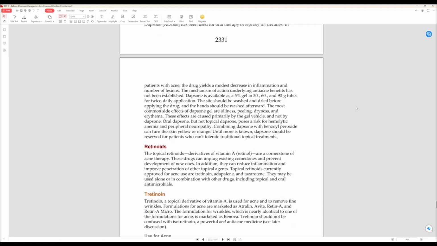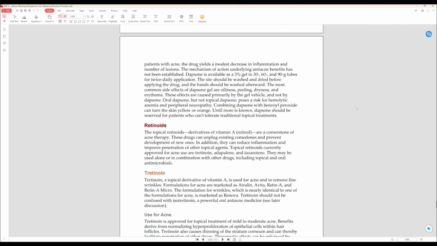So, speaking now on tretinoin. Tretinoin, a topical derivative of vitamin A, is used for acne and to remove fine wrinkles. Formulations for acne are marketed as Atralin, Avita, Retin-A, and Retin-A Micro. The formulation for wrinkles, which is nearly identical to the one formulation for acne, is marketed as Renova. Tretinoin should not be confused with isotretinoin, which is a powerful oral anti-acne medication, which we will discuss a little later today.